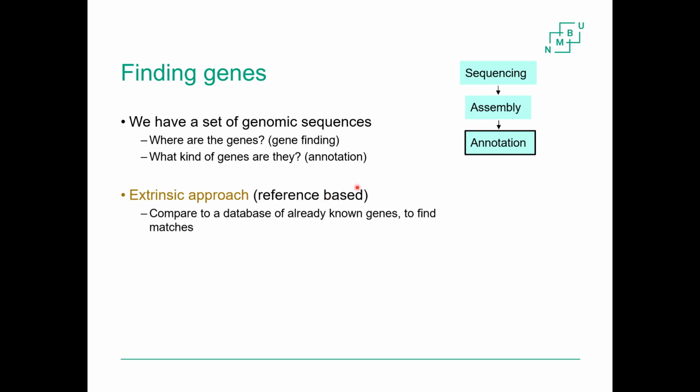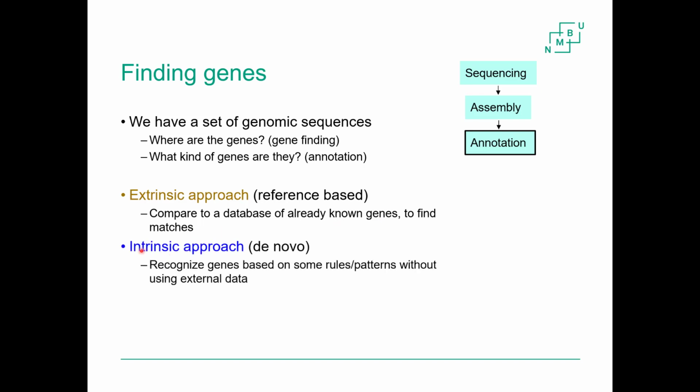And then there are sort of two distinct ways of approaching this. The extrinsic approach, or reference-based, means that you actually compare to some database. You have a collection of already known genes, and you see if you can find something similar here. The intrinsic approach, or de novo, means that you go hunting for new genes, you could say. Because in the first, you can only find what you have discovered before. Here you can discover something new, right?